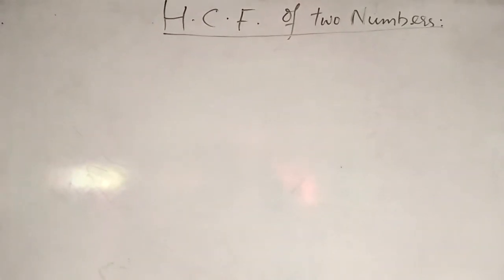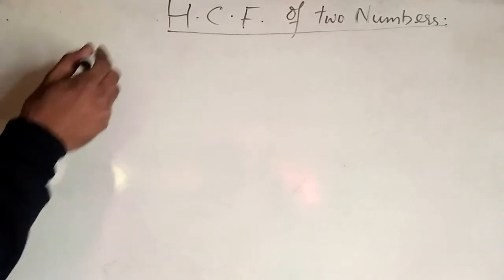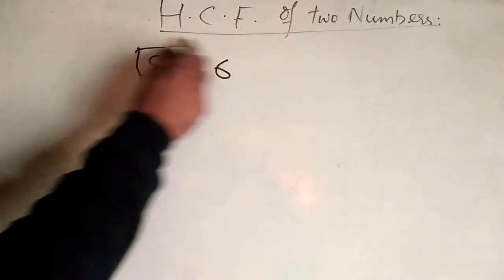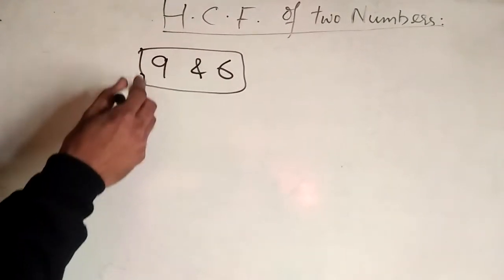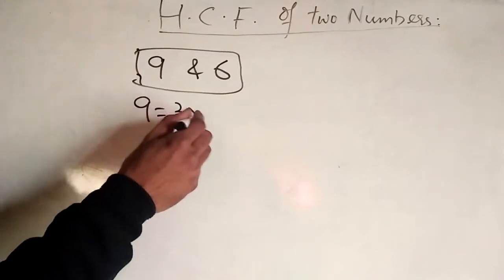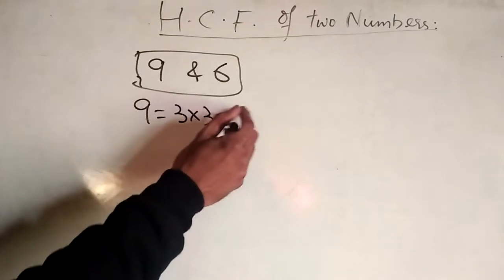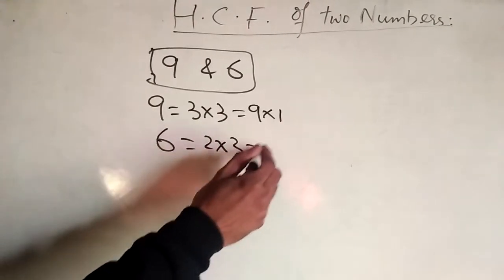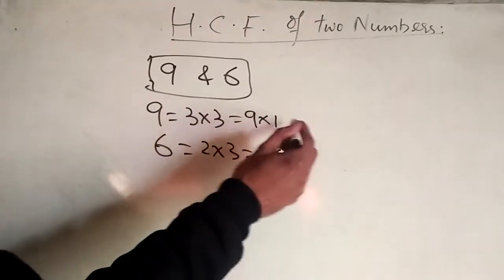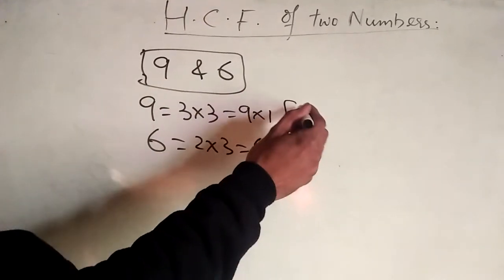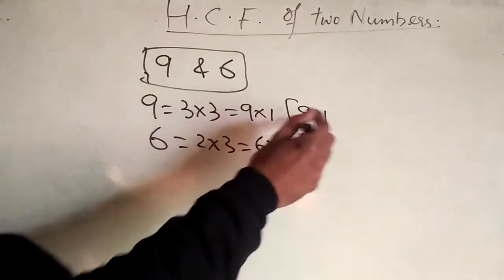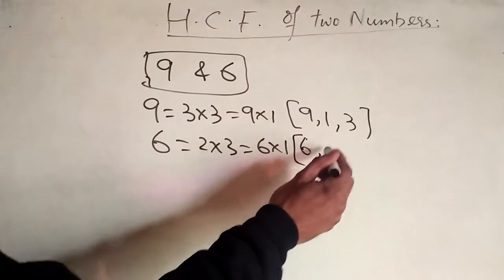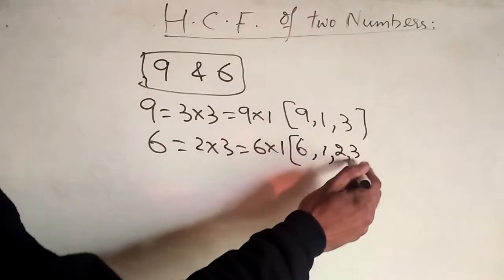After understanding the factor, we need to understand HCF. Let's take an example of two numbers, 9 and 6. The factors of 9: 3 into 3 is equal to 9, or 9 into 1 is equal to 9. 6 can be written as 2 into 3 or 6 into 1. So the factors of 9 are 9, 1 and 3, and the factors of 6 are 6, 1, 2 and 3.